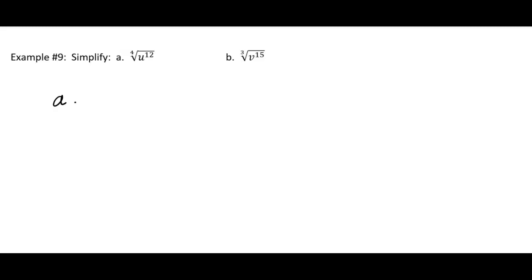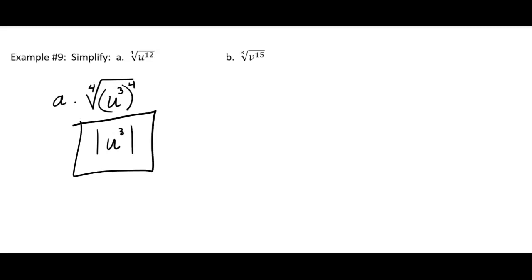A. So you've got the 4th root now of u cubed to the 4th power. Because 3 times 4 is 12, so that's not a problem. And now it's a 4th root, so maybe I need the absolute value. So let's take the absolute value of u cubed. Okay, but u cubed, I don't know if it's positive or negative because I don't know what u is. So I keep the absolute value. Okay.